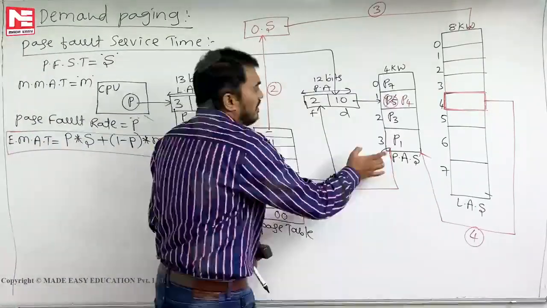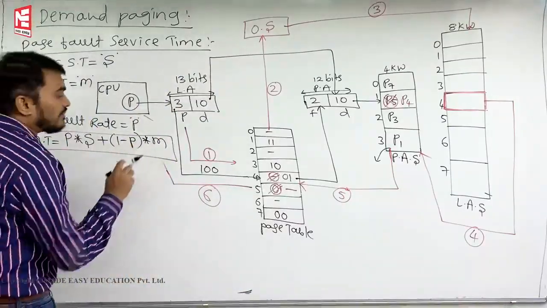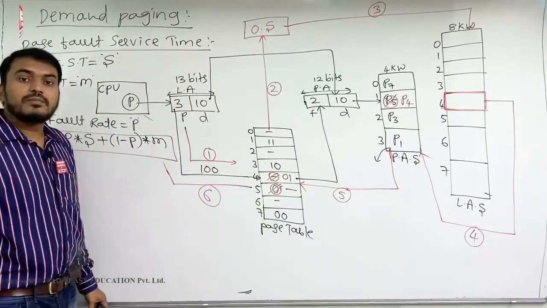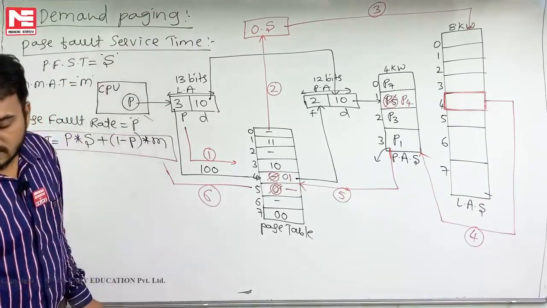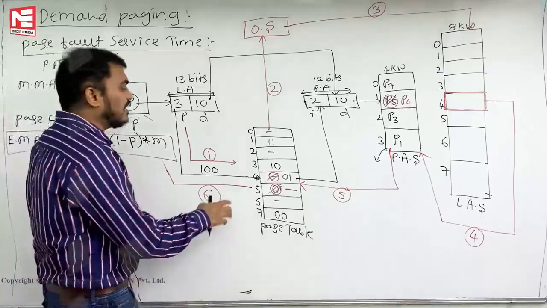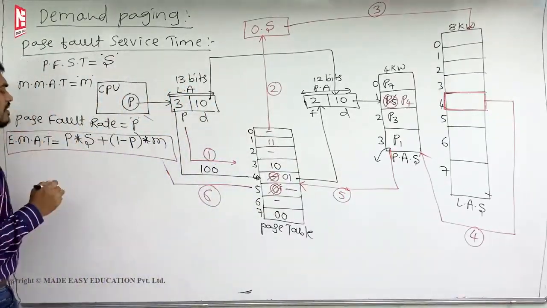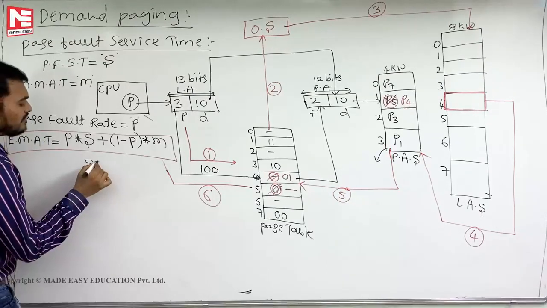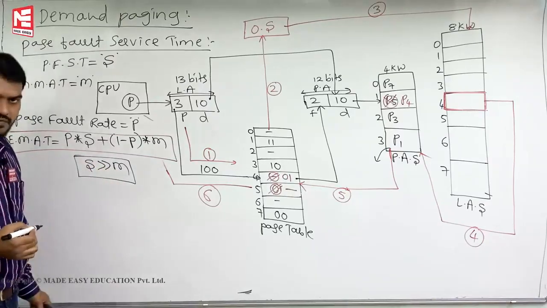So 1M here and 1M here. M plus M, 2M should be written, but you write only 1M. Why? Because the page table access time will be neglected. Understand here, you simply ignore the page table access time. One more reason is that the service time will be very, very greater compared to main memory access time.